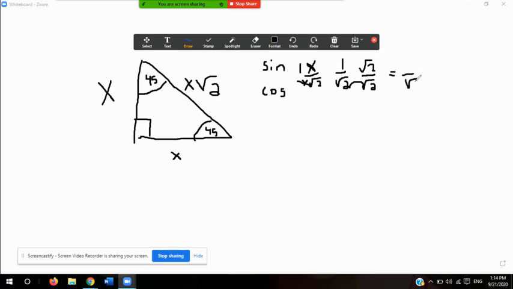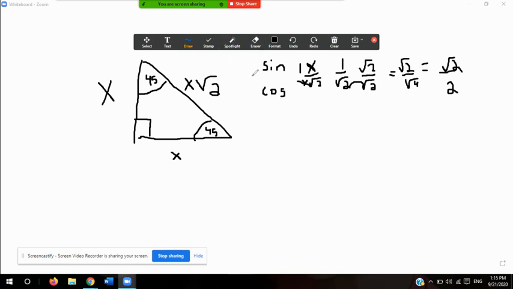The square root of 4, and 1 times the square root of 2 is the square root of 2. And the square root of 4 is 2. So my final answer is going to be the square root of 2 over 2. And that is the sine of 45 degrees.